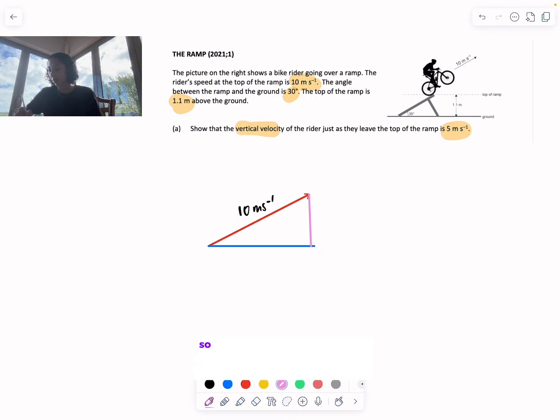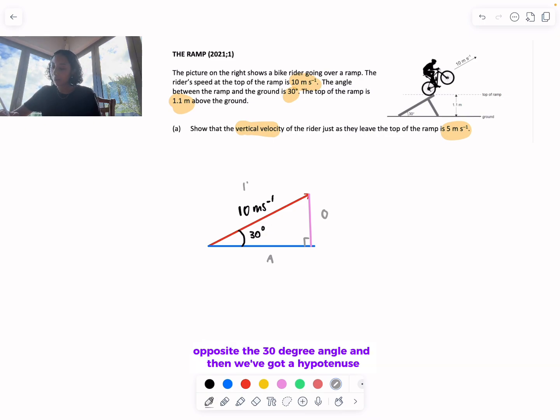So another thing we can add to our diagram to figure this thing out is our angle from the ground, which is 30 degrees. And now we have to use trigonometry to find out this vertical velocity and confirm that it's 5 meters per second. So first things first, let's label this triangle. We've got our adjacent at the bottom because it's in between two angles. We've got our opposite the 30 degree angle, and then we've got our hypotenuse, which is the longest side.